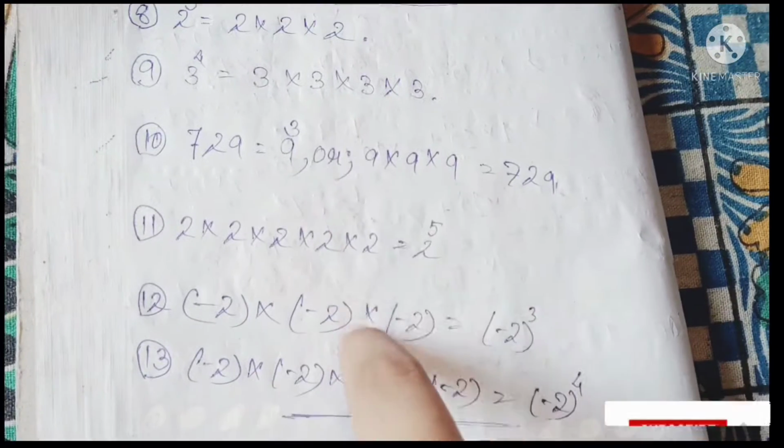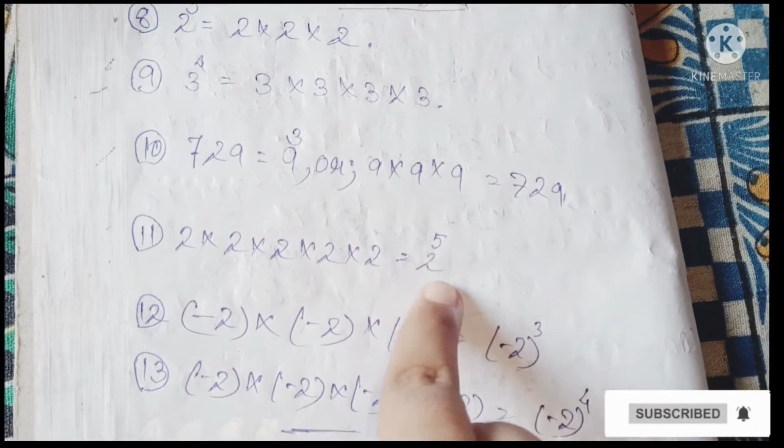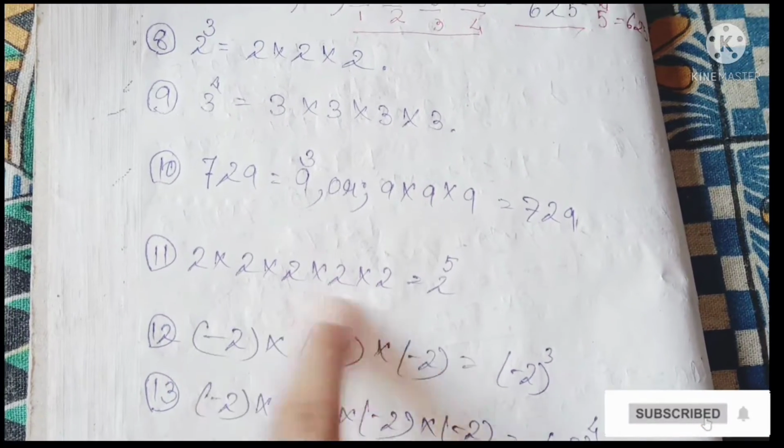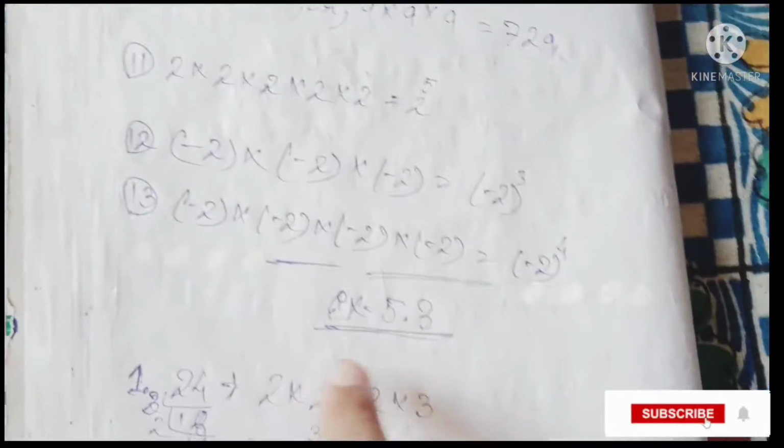Now I am repeating this quickly. 729 equals 9 to the power 3. Here 2 to the power 5, 2 into 2 into 2 into 2, 2 is multiplied 5 times. And in number 12, that is minus 2 to the power 3, or minus 2 to the power cube. And here minus 2 to the power 4. Okay? Have you understood? Now I am shifting to exercise 5.3.